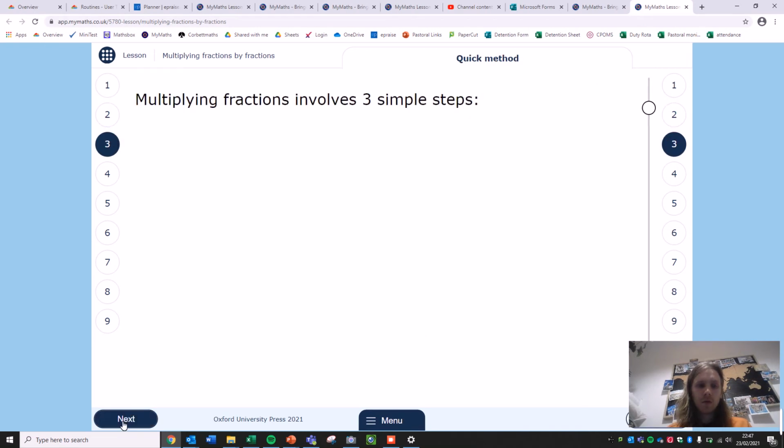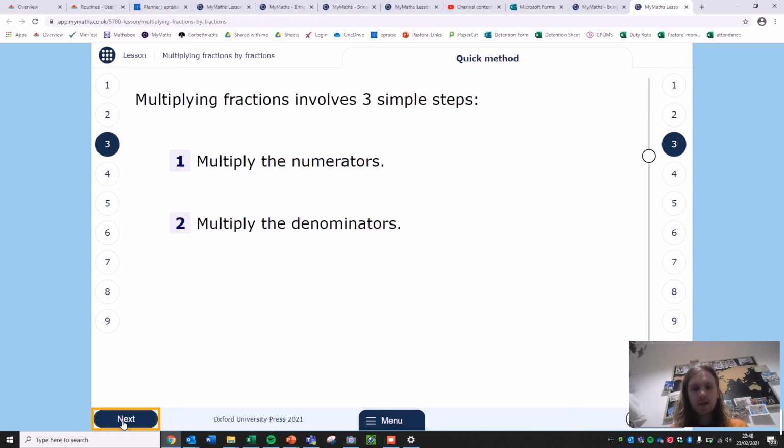One more here then. So the steps: you multiply the numerators and you multiply the denominators. Those are the 2 main steps, the 2 key steps. Even better if you can simplify the fraction.